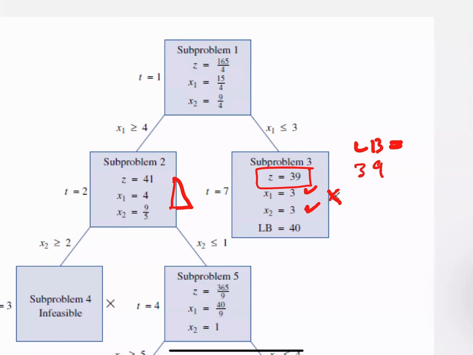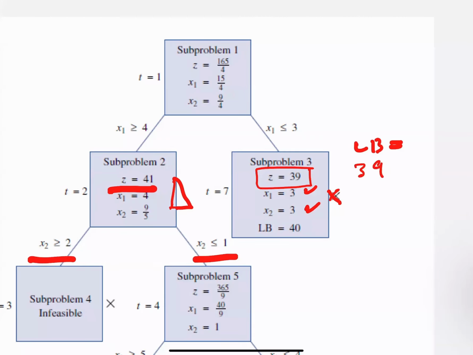Would you still branch on subproblem 2? Yes, because it's 41, it's greater than 39. It's a maximization problem. I know that when I branch on it, it's going to get worse, as it did here, going from 41 to 36.5 or 39, which is below 40. I don't know how much it's going to go down, but it has potential for exploration.